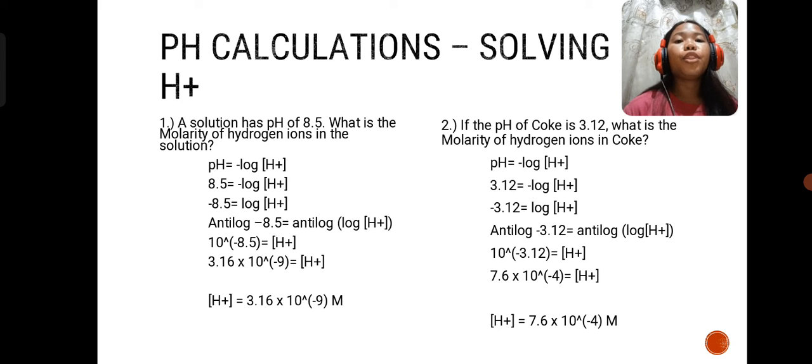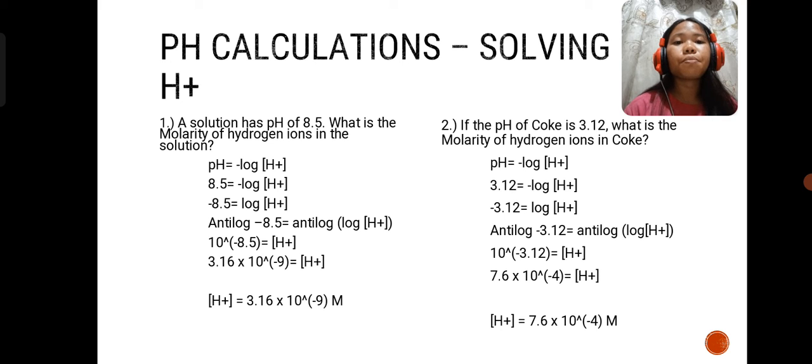So, sample problem number 1: a solution has a pH of 8.5, what is the molarity of hydrogen ion in this solution? The given is the pH, which is 8.5. So, use the formula of pH, meaning pH equals negative logarithm H plus. So, we put the value of the given pH, which is 8.5, equals negative logarithm H plus.